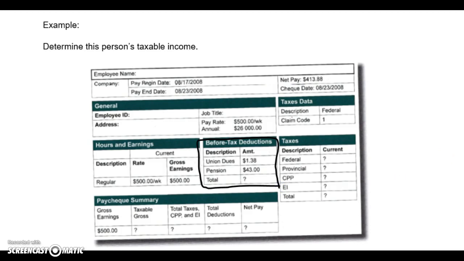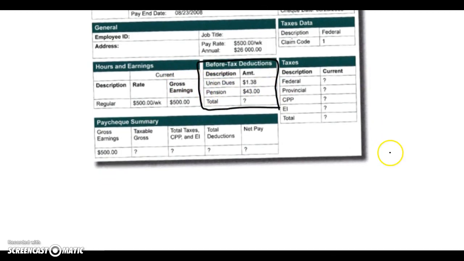So when we're calculating somebody's taxable income, essentially all we're doing is we're going to take their gross pay and subtract each of those before tax deductions. So here what we can say is that the person's gross earnings was $500, and then each of those deductions was $1.38 for union dues and $43 for pension. So once again, we're going to take that gross earnings and subtract each of those before tax deductions.